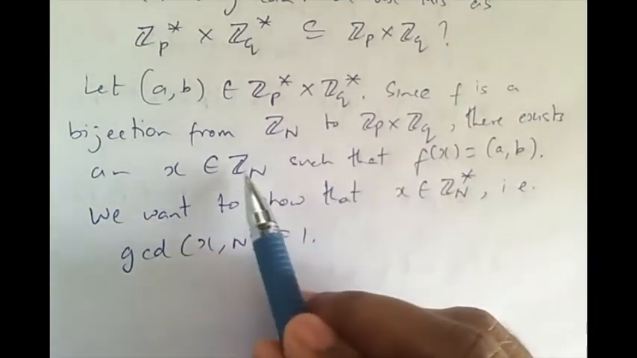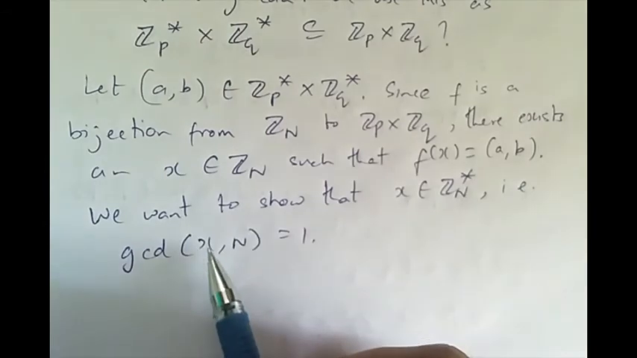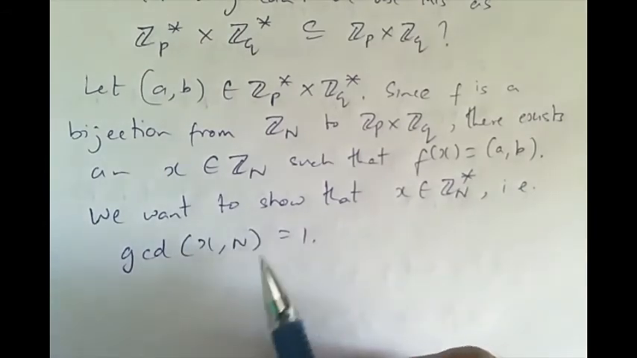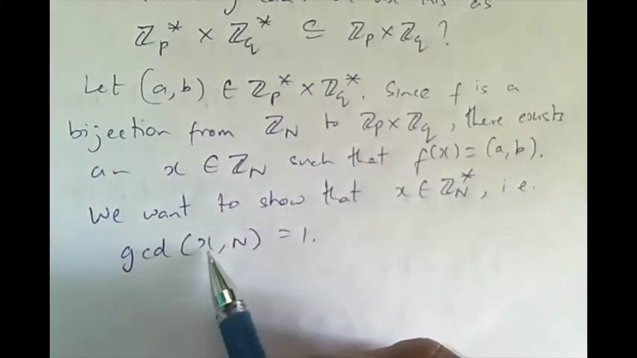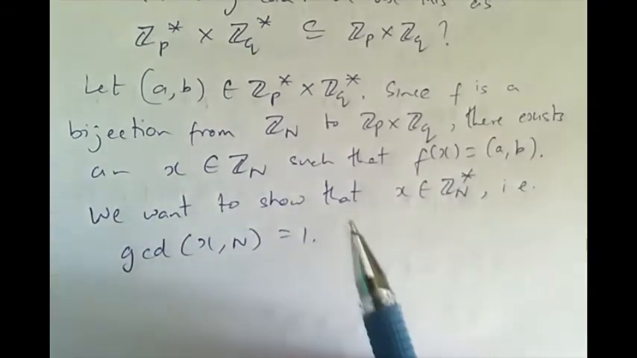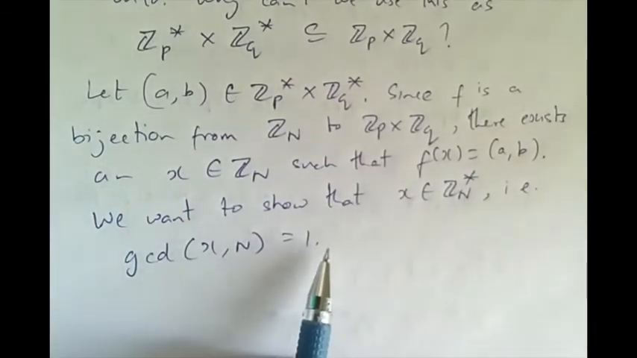Now x belongs to Zn, so it belongs to 0 to n minus 1. But if x was 0, then the GCD of 0 and n would be n, because n is a product of p and q, and we said p and q are greater than 1. So by showing this, we are showing not only that the GCD is 1, we are also showing that x is not 0. So x belongs from 1 to n minus 1, and the GCD is 1. So this will show that x is in Zn star.